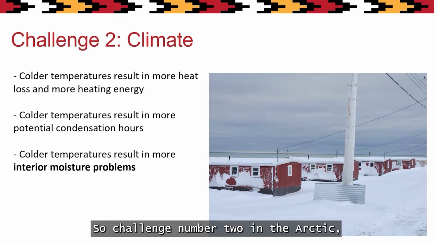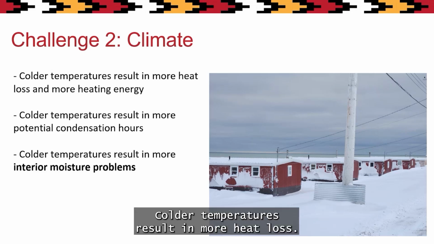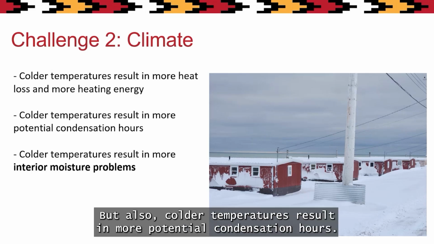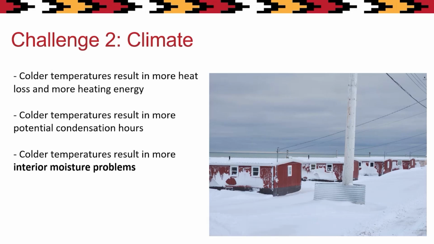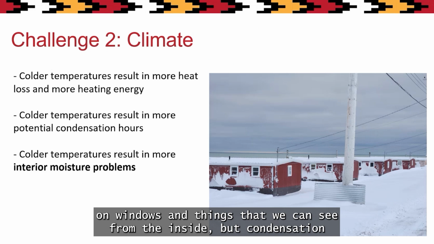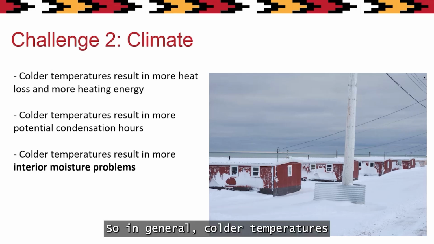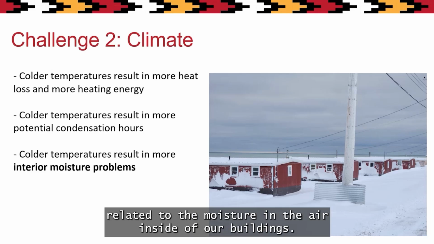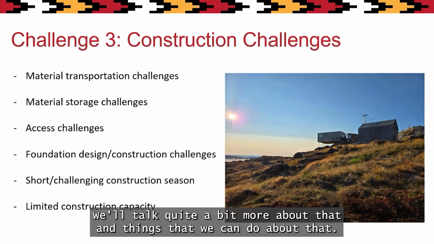So challenge number 2 in the Arctic when it comes to designing for housing is the climate. Colder temperatures result in more heat loss and more heating energy. That's sort of obvious. But also colder temperatures result in more potential condensation hours, so hours of the year that condensation can occur. And we're not just talking about condensation on windows and things that we can see from the inside, but condensation inside of walls and inside of roof systems. So in general, colder temperatures just result in more interior moisture problems related to the moisture in the air inside of our buildings.